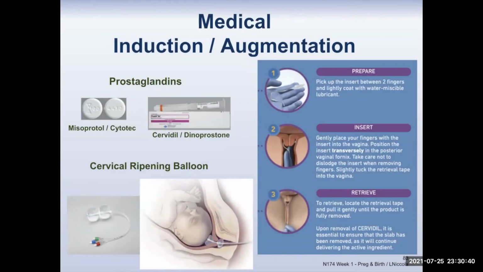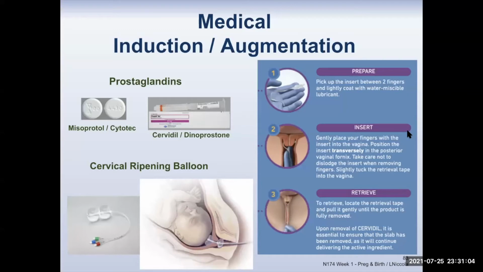Medical induction and augmentation. Induction means mom's not having any labor at all. She comes in and we induce her. Augmentation is she's been having contractions, but it's just not rolling along as it should, so we augment her. There are different ways we can do this. You studied some of these medications in your medication chart.